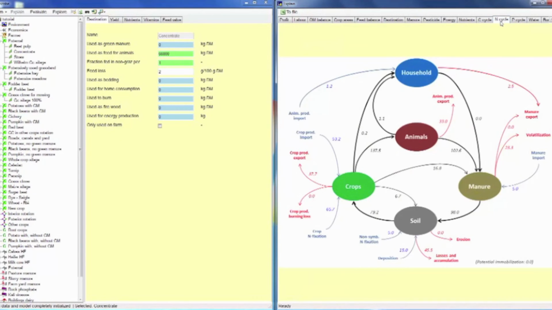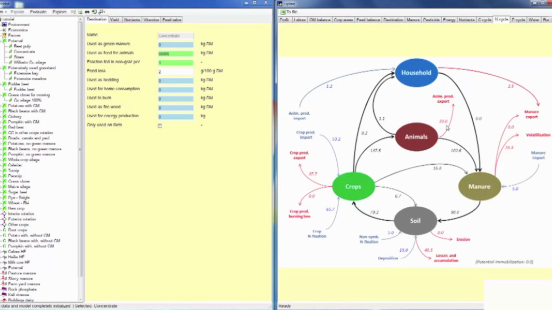Let's have a look at the nitrogen cycle now. You see 5 components: soil, crops, animals, manure, and household. The blue arrows visualize the nitrogen flows coming into the system. The red arrows, the nitrogen flows going out of the system. The sum of inputs and outputs for each component should be balanced.